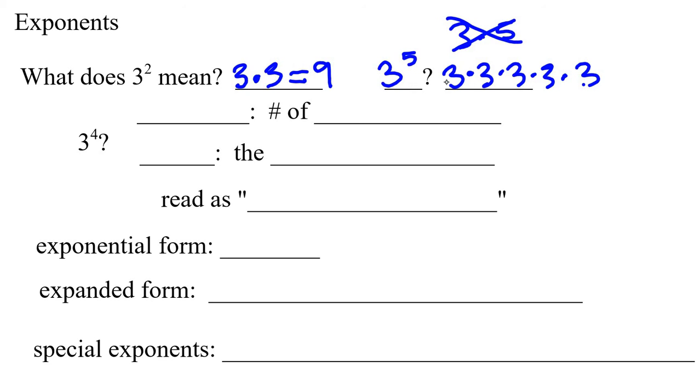3 to the 5th power is 3 times 3 times 3 times 3 times 3, which, if I calculate really quick, 3 to the 5th power is 243.